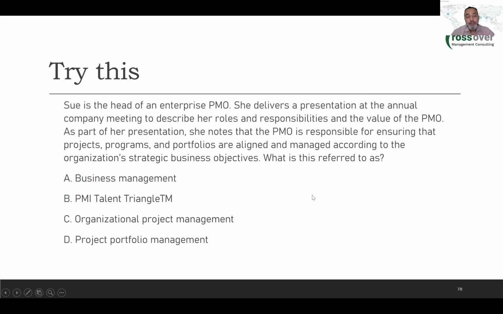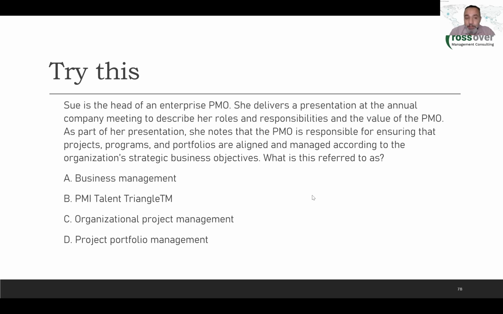Okay, another question. Sue is the head of an enterprise PMO. She delivers a presentation at the annual company meeting to describe her roles and responsibilities and the value of the PMO. As part of her presentation, she notes that the PMO is responsible for ensuring that projects, programs, and portfolios are aligned and managed according to the organization's strategic business objectives. What is this referred to as? When you make sure that projects, programs, and portfolios are aligned and managed according to strategic objectives, what is the term for this?